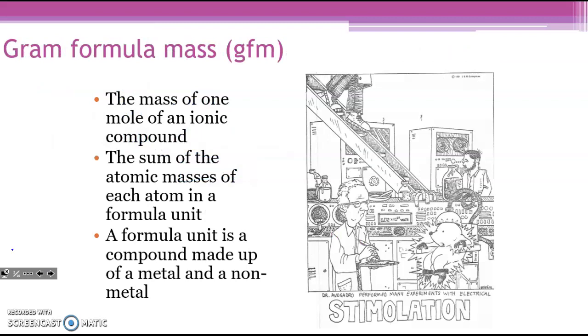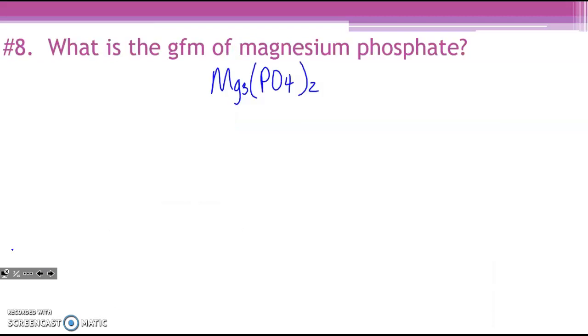Gram formula mass is when we have the mass of an ionic compound. The calculation is the exact same, but we're looking at something that has a metal and a nonmetal like we talked about yesterday. So what is the GFM of magnesium phosphate? Well, Mg, you've got 3, phosphorus, you have 2, and oxygen, you have 8. Remember that this 2 distributes, just like in math, across the parentheses.